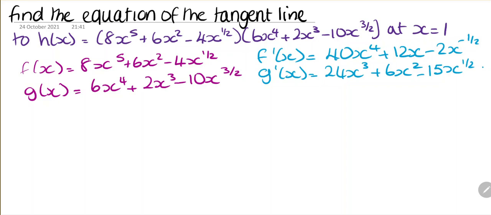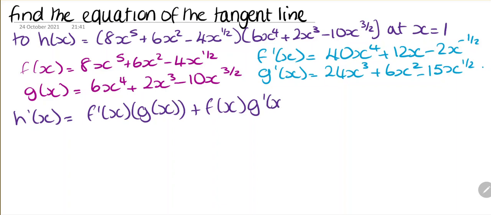So the product rule. To find the derivative of h, we're going to take the derivative of f and multiply this with g of x, and then add this to f multiplied by the derivative of g. So let's get rid of that extra bracket there, and then we will simplify.